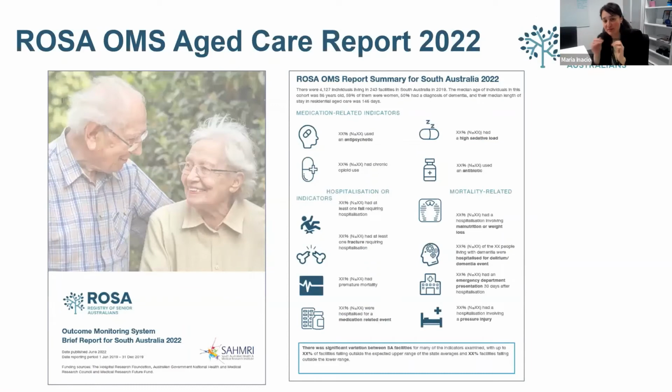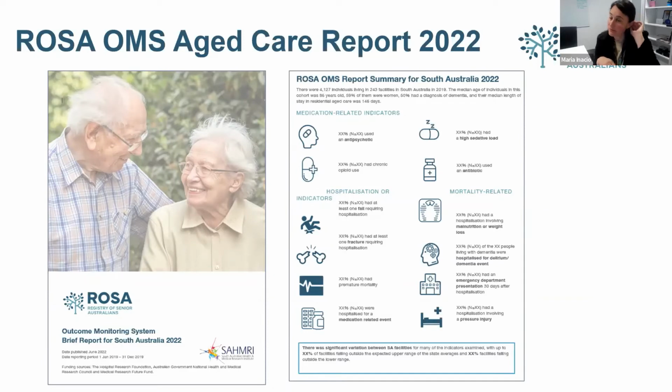So now I'm just going to move on to what's going to be happening towards the end of this month, early October, and that is that the ROSA Outcome Monitoring System Aged Care Report for South Australian providers is going to be released. As I mentioned before, the registry that we have set up in South Australia has some identifiers. We have identifiers on the providers because we have consent from the individuals to obtain them.